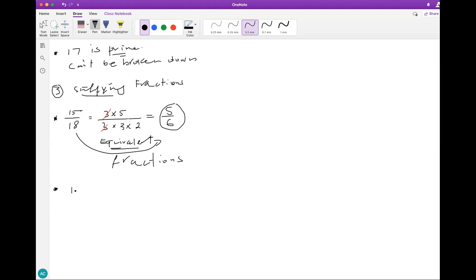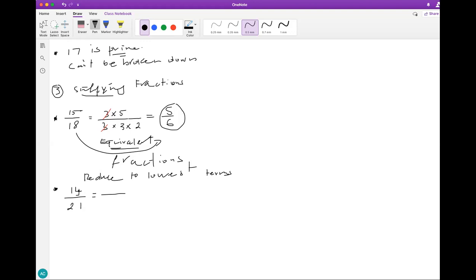Here's another example. 14 over 21. Again, we want to simplify this. Also, we may say reduce to the lowest terms. They basically mean the same thing. Reduce to lowest terms is the same as simplifying. You just take a fraction and you reduce it into something simplified, or to the lowest terms. Always start again by factoring the two.